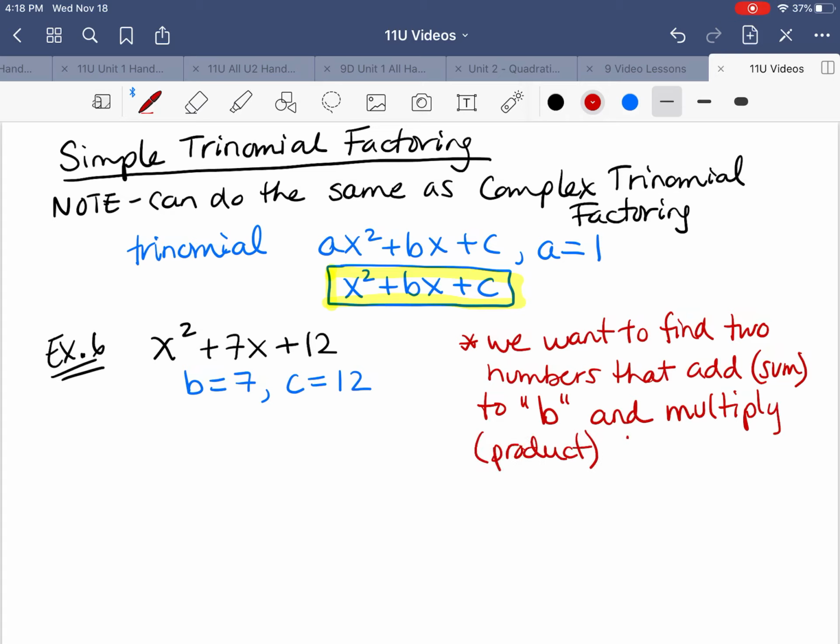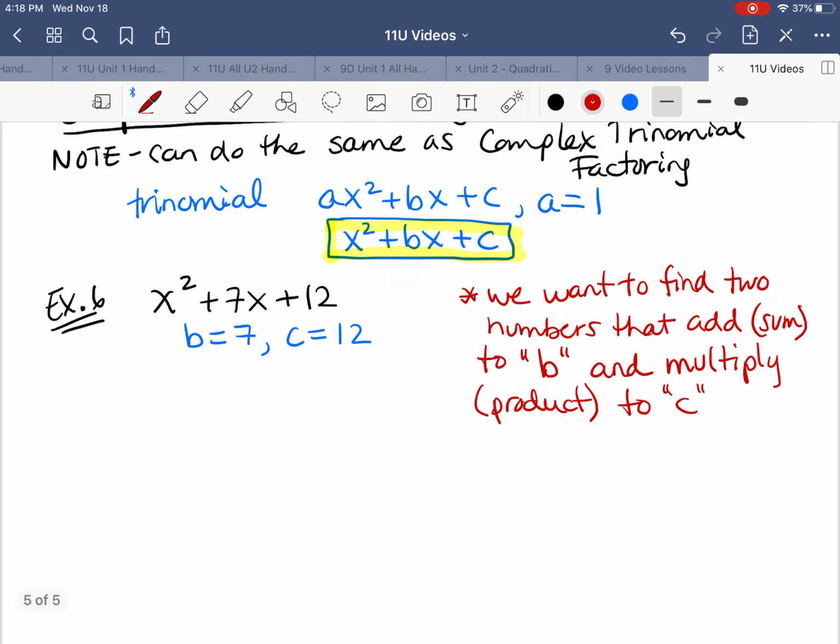Now I'm putting sum and product here because if you go to look for other resources online, this is the terminology that is used by many people, sum and product. So we want to find two numbers that add to b and that multiply to c. So they have to be the same pair.